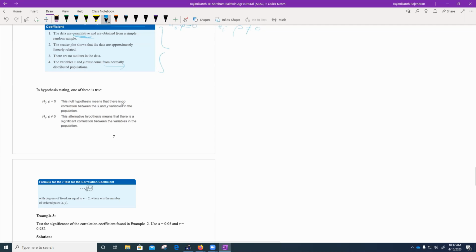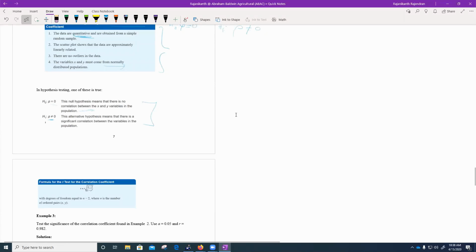So now these are the two hypotheses. My null hypothesis is that the population correlation rho is 0, which means there is no correlation between x and y, right? I'm checking for my population. The alternate hypothesis means there's a relationship between x and y, a significant correlation between the variables in the population. So these are the two things we are going to set up.